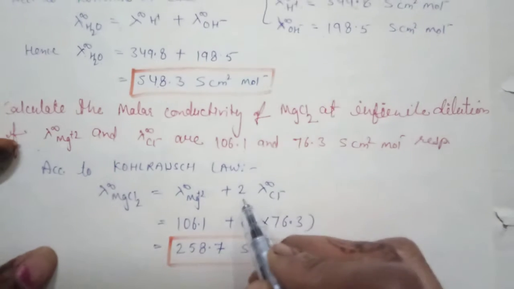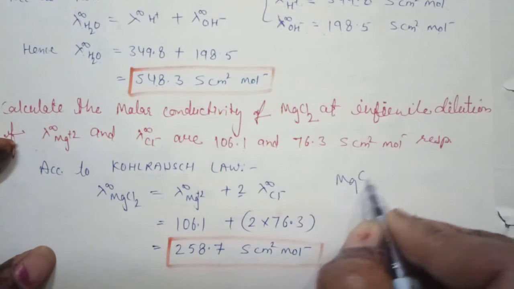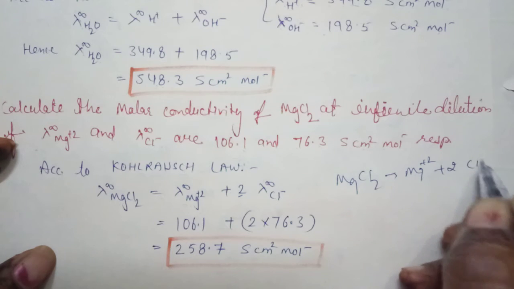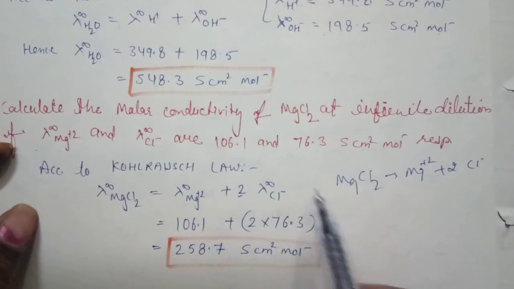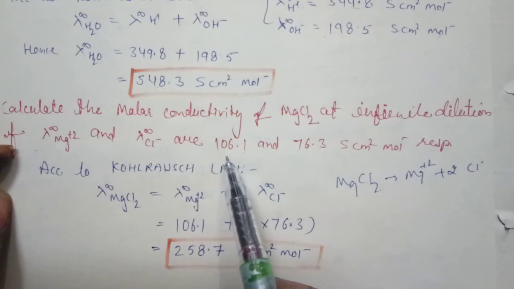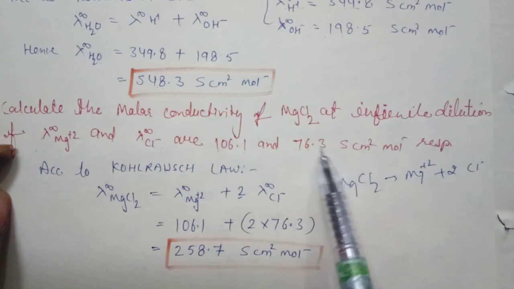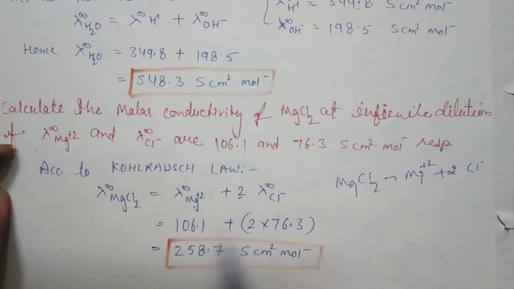Why is 2 multiplied? Because MgCl2 will dissociate into 1 Mg²⁺ and 2 Cl⁻ ions. So on putting the values, λ∞ Mg²⁺ is 106.1 and λ∞ Cl⁻ is 76.3, 2 into 76.3. After solving these values, we obtained λ∞ MgCl2, that is 258.7 S cm² mol⁻¹. Clear? This is the second application of the Kohlrausch law.